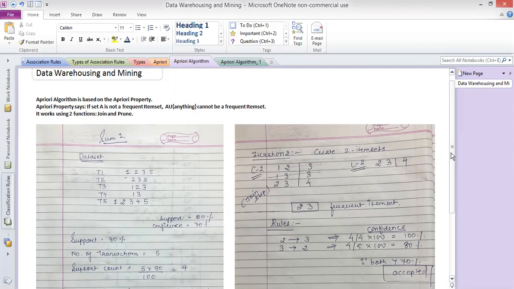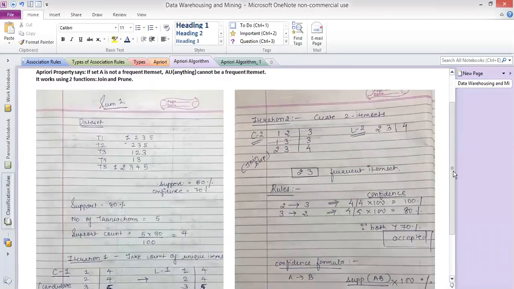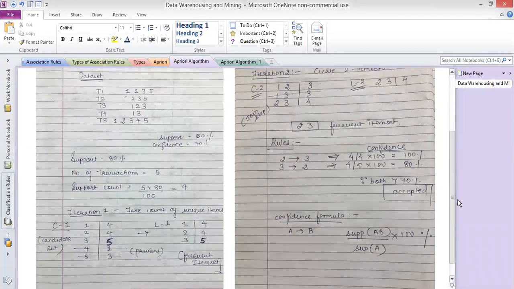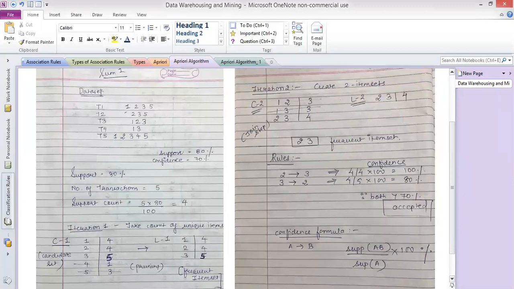Okay. So this algorithm basically has two steps on which it is based. One is called the joining step and the other one is called the pruning step. What are these steps exactly? That we'll be seeing when we solve the example. So let's take the first example here.